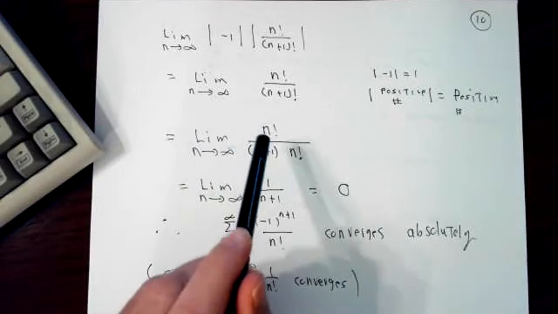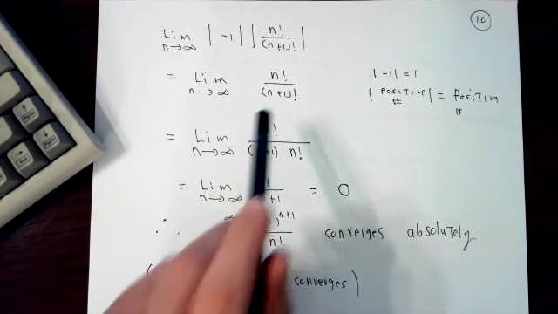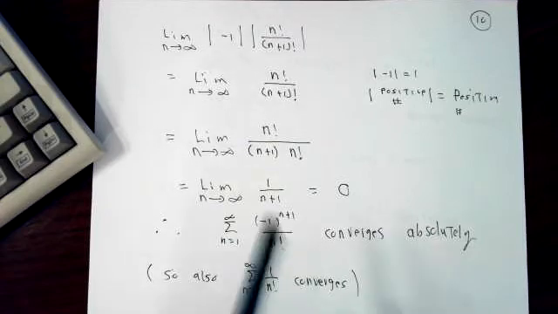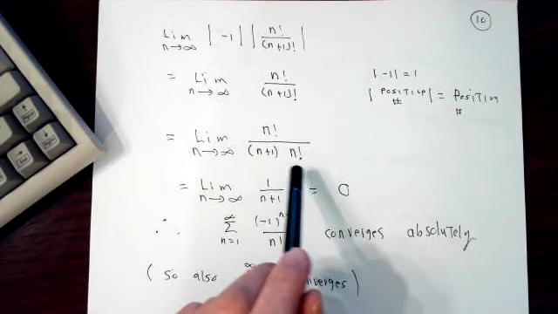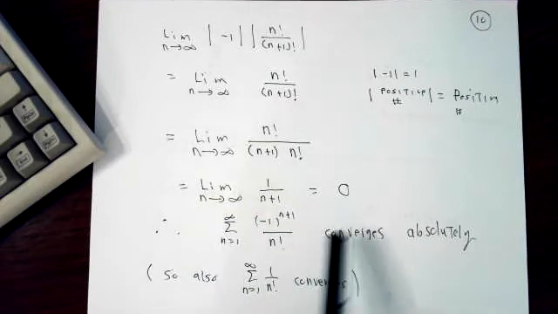If you remember, n factorial is n times n minus 1 times n minus 2 and you continue till you get down to 1. N plus 1 factorial is n plus 1 multiplied by the number n times n minus 1 and so on. N plus 1 factorial is n plus 1 multiplied by n factorial. So you can cancel the factors of n factorial out, and then obviously this limit is 0.